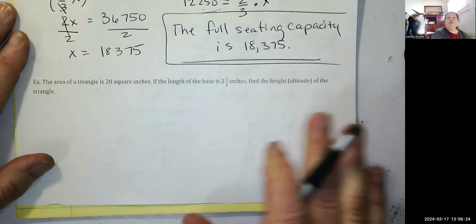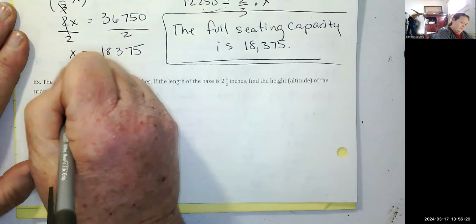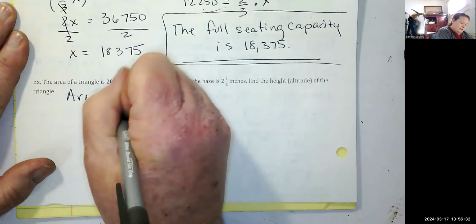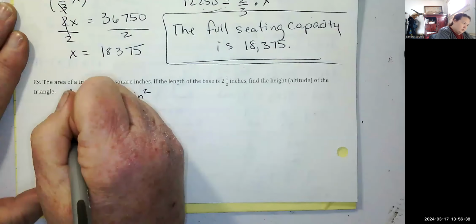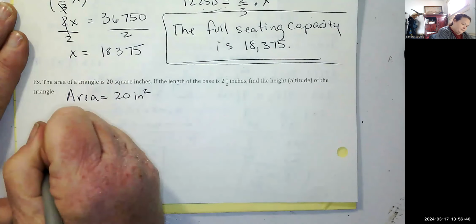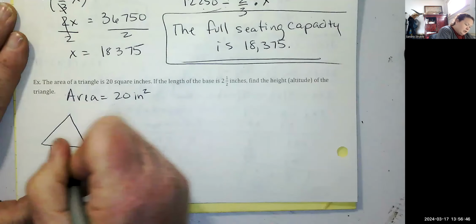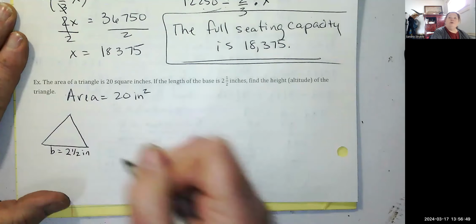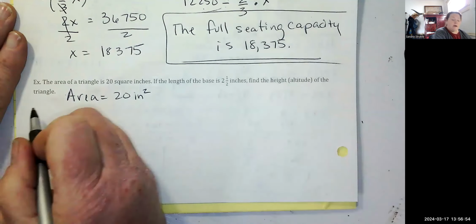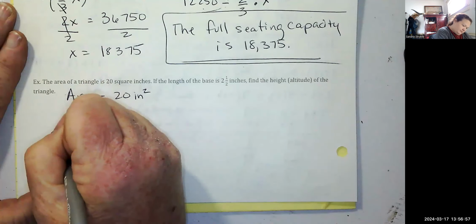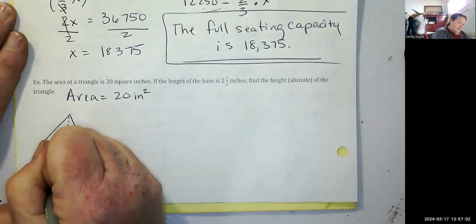Last one. The area of a triangle is 20 square inches. The length of the base, oh, I need to draw a triangle. This is the base, is 2 1/2 inches. We cannot use decimals because we haven't learned decimals yet. Find the height or altitude of the triangle. So we're looking for h. And area equals 20.